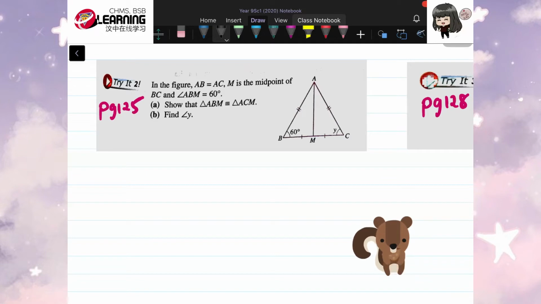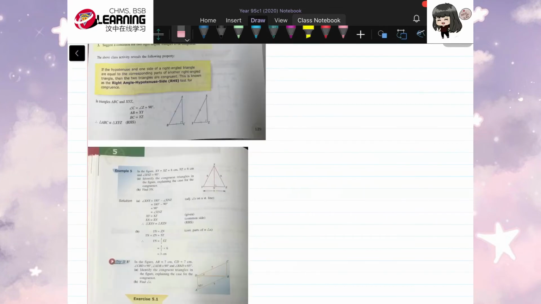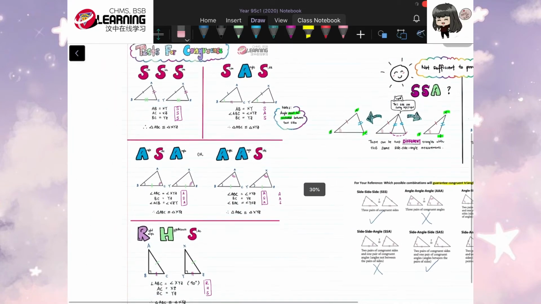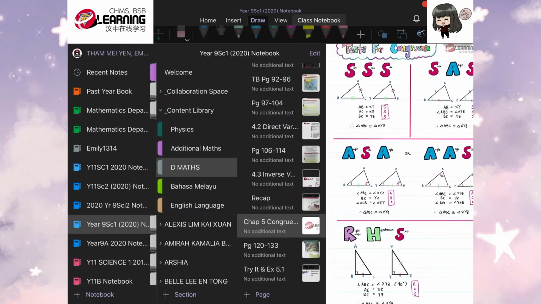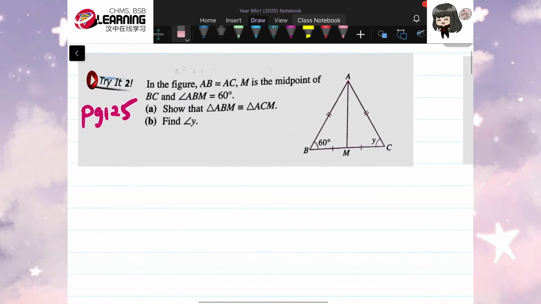Okay, the order is important, as I said before, right? The triangle of ABM here is congruent with the triangle of ACM. These 2 triangles are congruent. They ask us to show that. So if we need to show that, first you need to look at the 5 items that I mentioned. Remember the 5 items? The SSS, SAS, ASA, AAS, and RHS. You see which one matches the congruent triangle theorem.